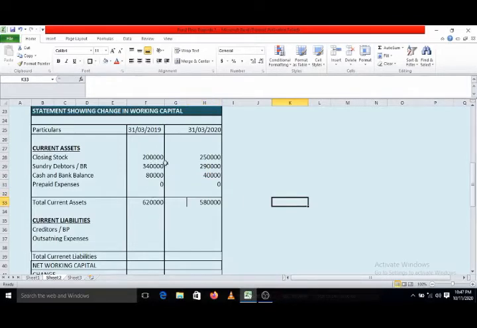Now the total. Total current assets, you can check on the calculator. 2 lakhs plus 3 lakhs 40,000 plus 80,000 is equal to 6 lakhs 20,000. 2 lakhs 50,000 plus 2 lakhs 90,000 plus 40,000 is equal to 5 lakhs 80,000.